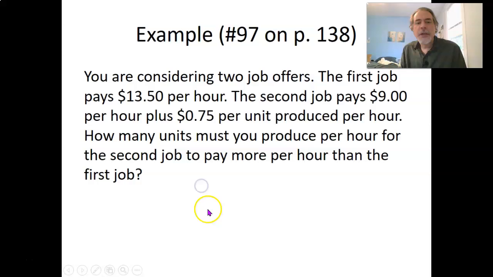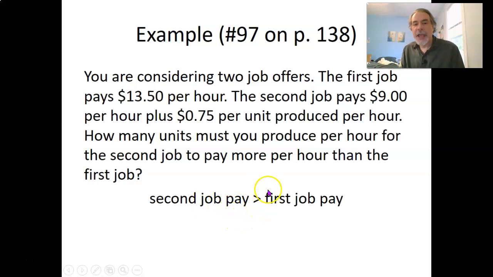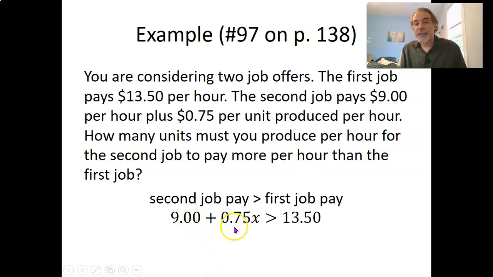So we're looking for when the second job's pay will be greater than, that is more than, the first job's pay. The second job's pay is $9 per hour plus 75 cents per unit per hour. What we're trying to figure out is how many units. That's the unknown, the variable. We could let x stand for that. So this would be $9 plus 0.75 times x. You take that 75 cents times the number of units you produce, and that gets added on top of that $9. With the first job, you just get $13.50 no matter what.